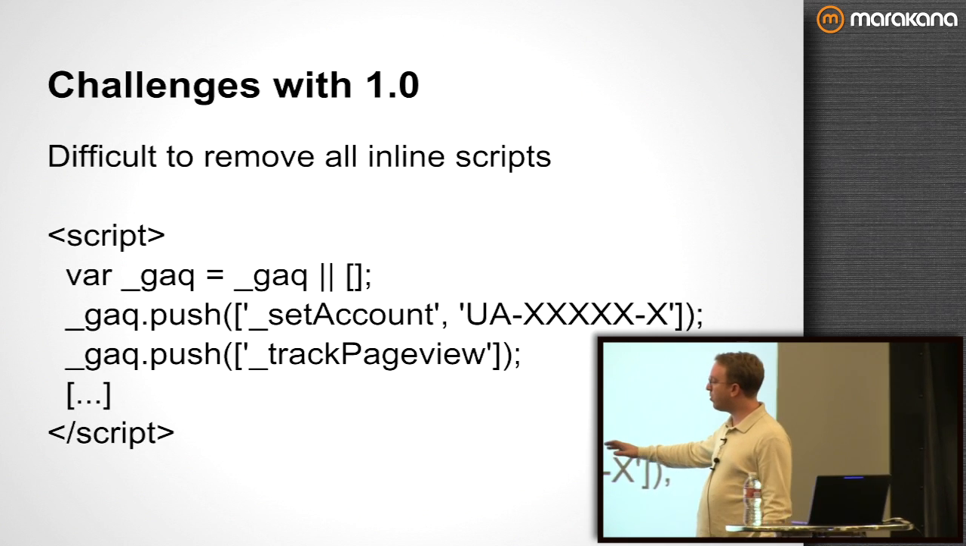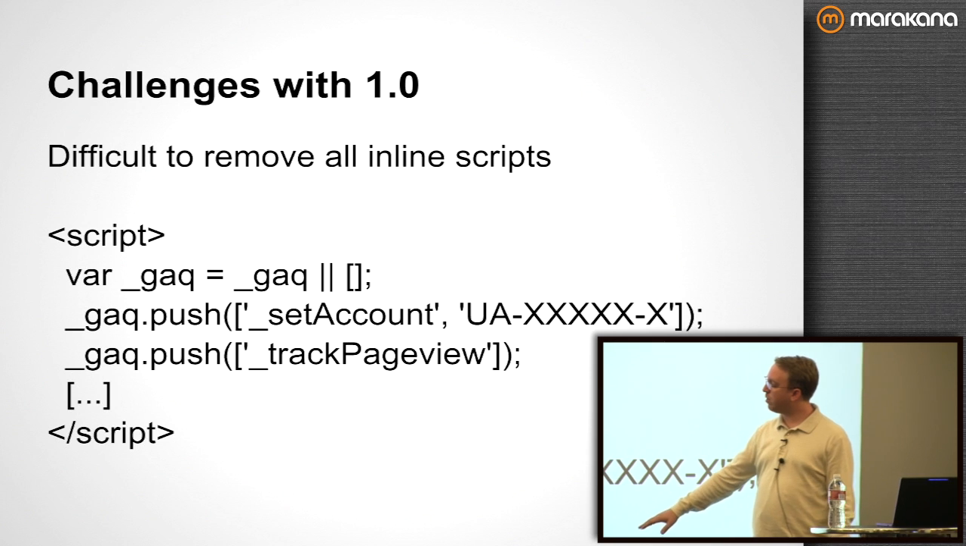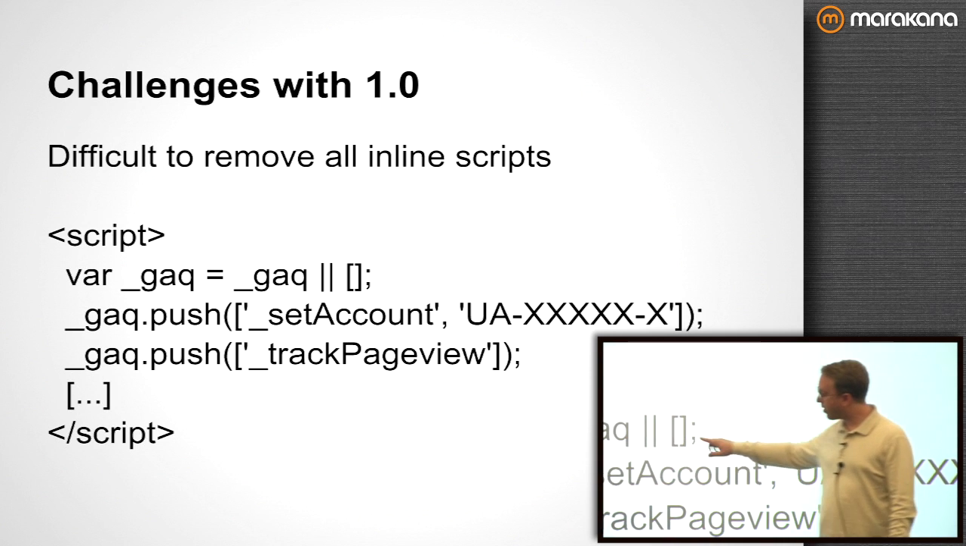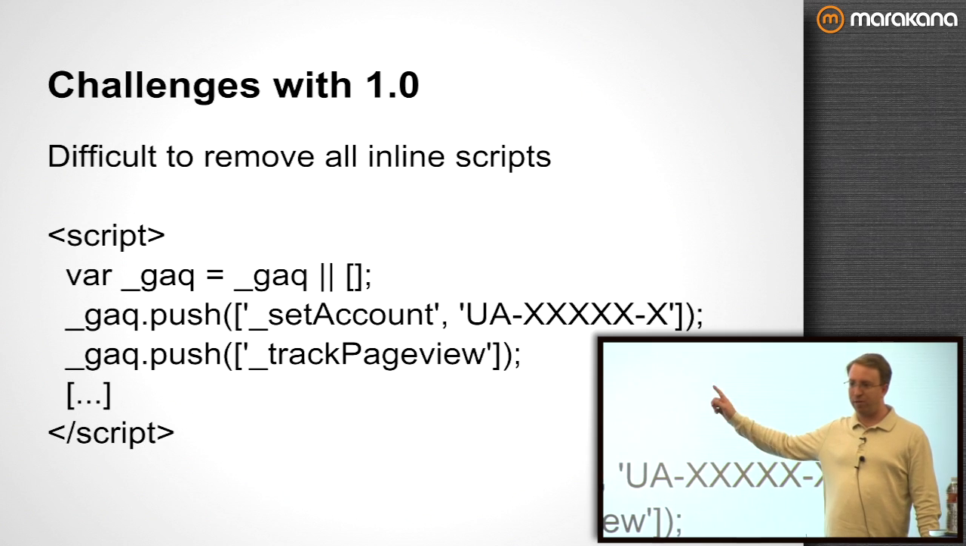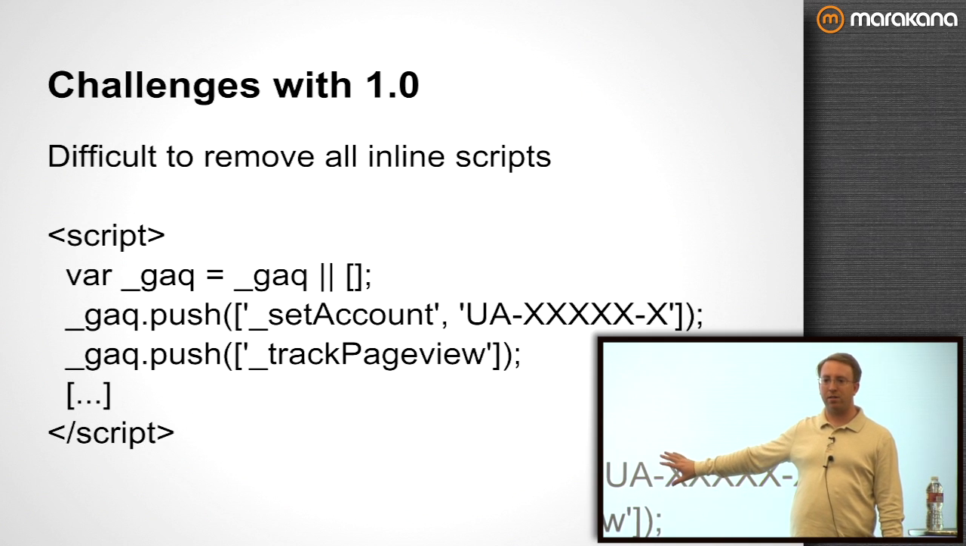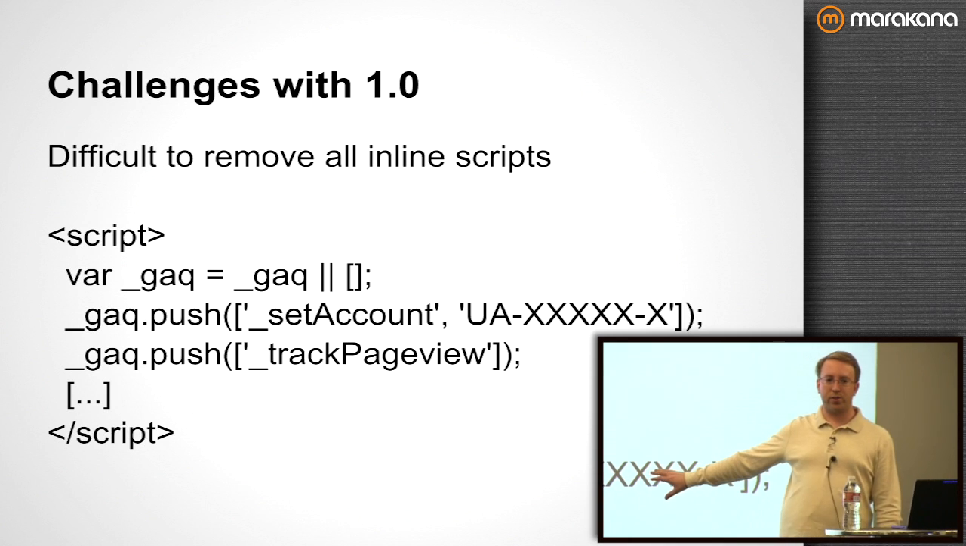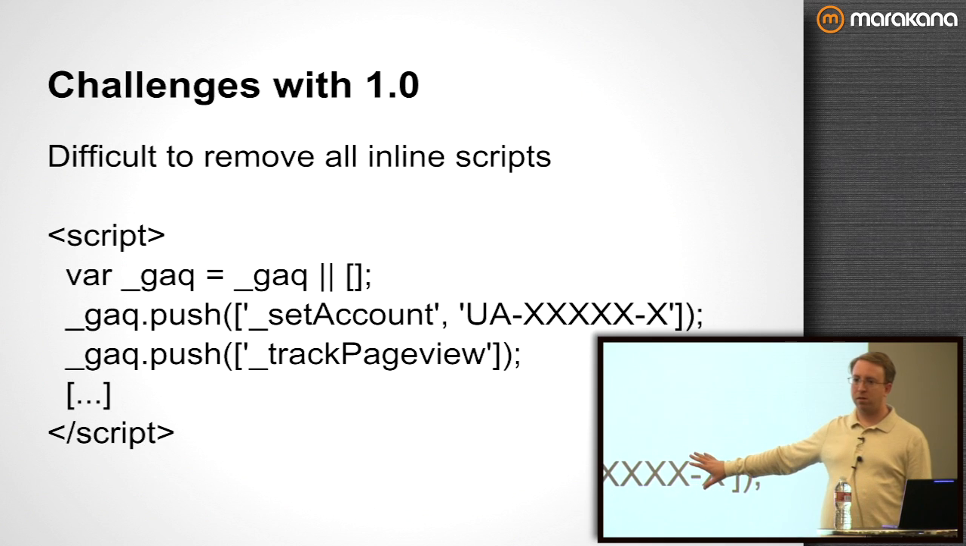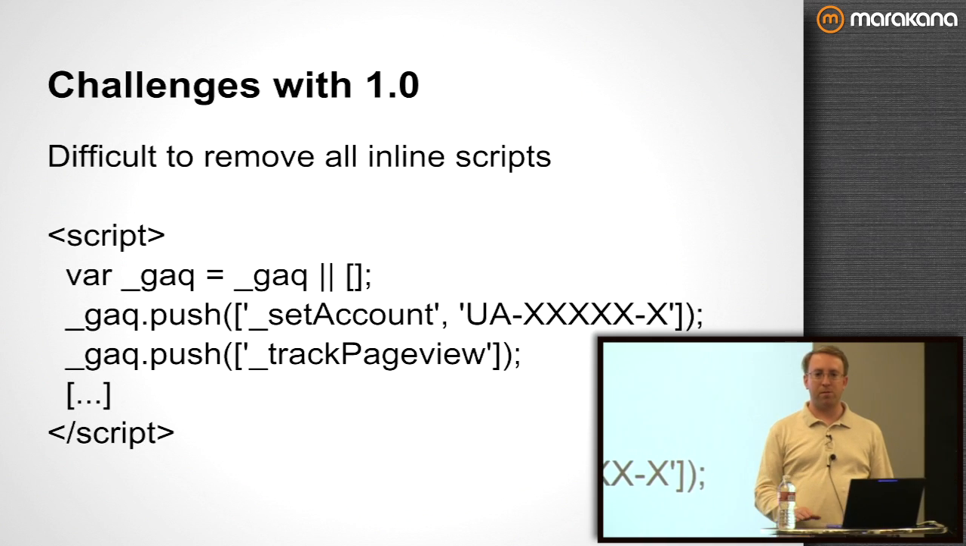As an example, here's the Google Analytics snippet. They tell you to create this _gaq object so that you can call functions before it's loaded. It's some fancy thing. But the point is, if you really want to do this the way it's meant to be done, you need to have this inline script. So how can we solve this problem?